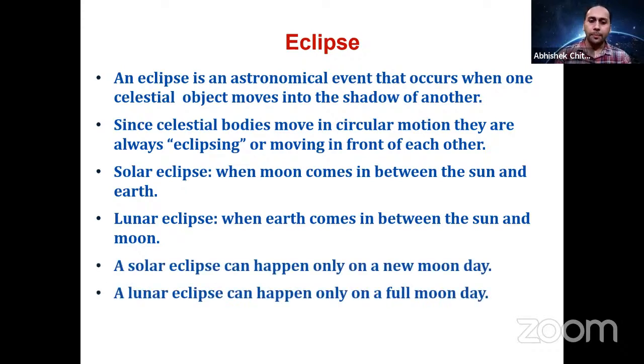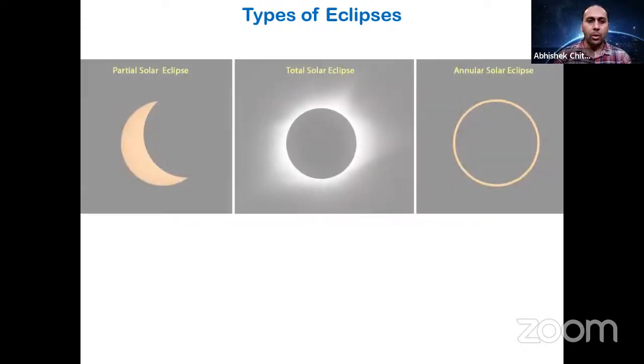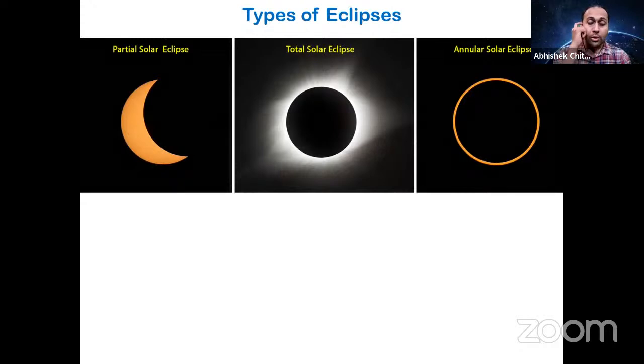And two more things: a solar eclipse can happen only on new moon day, and a lunar eclipse can happen only on full moon day. So these are a few important points about eclipses. Let us start with types of eclipses. First is solar eclipses. Actually there are four types, but these are three major types.